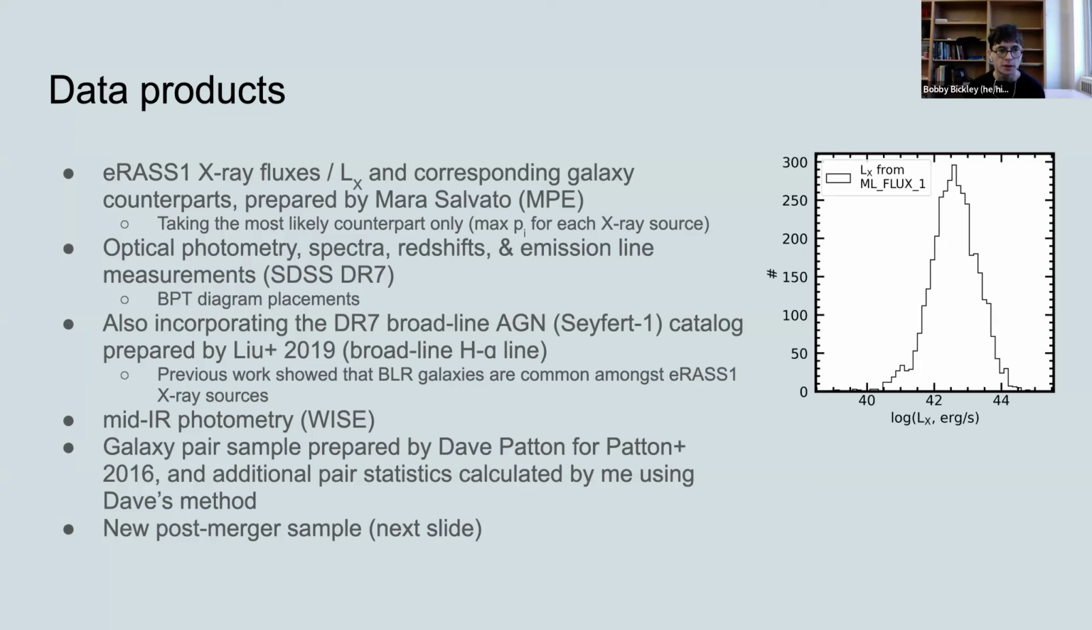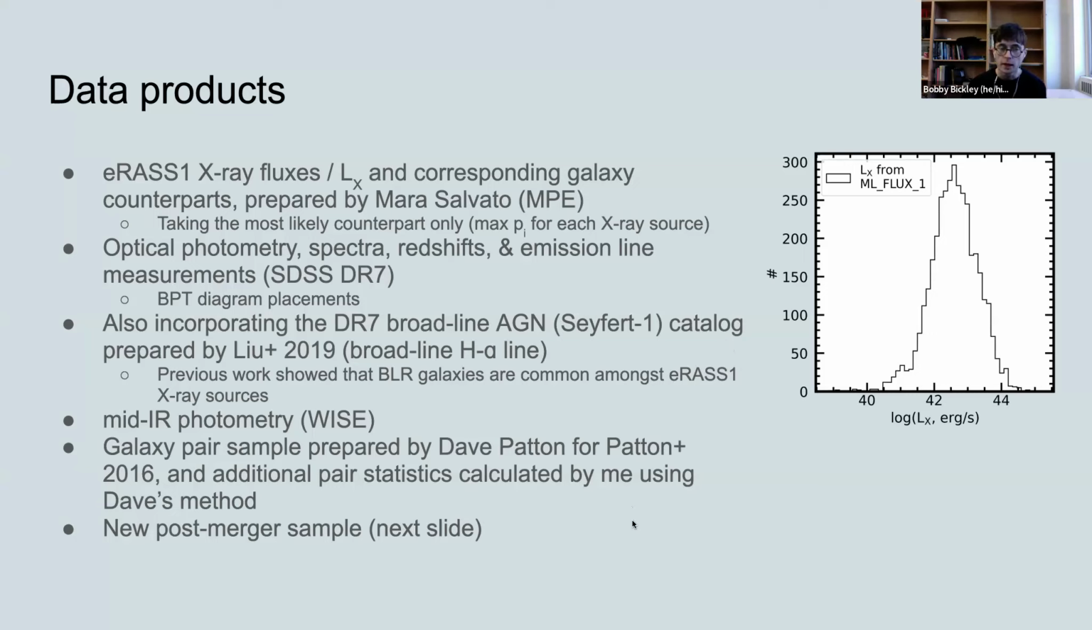We also have optical photometry, spectra, redshifts and emission line measurements from SDSS DR7. And for the optical, we've also incorporated a broadline AGN catalog prepared by Liu et al. in 2019. They search for broadline AGN, so the signatures of gas clouds orbiting close to the supermassive black hole, by looking for a broadened component of the H-alpha line in the optical spectra of these galaxies.